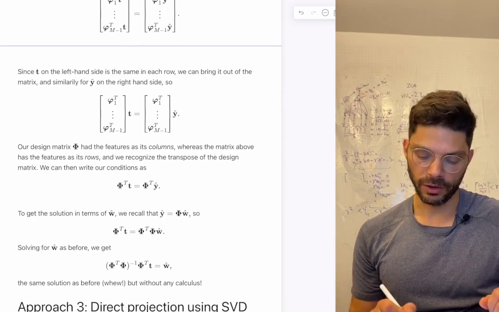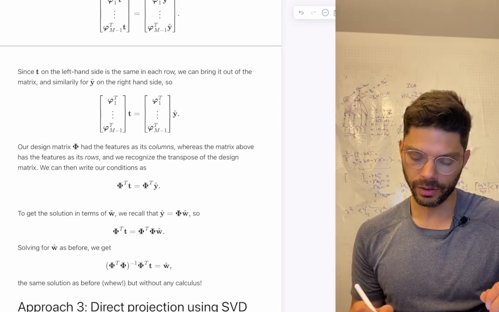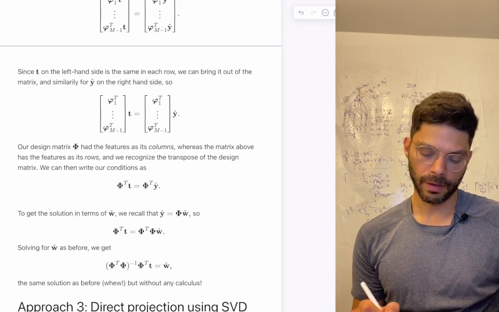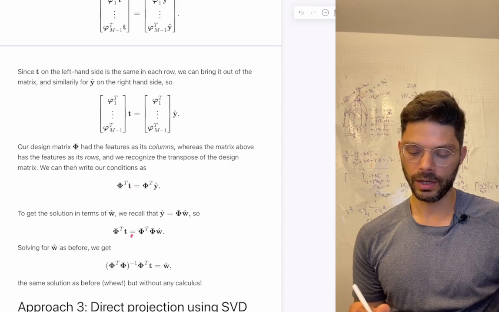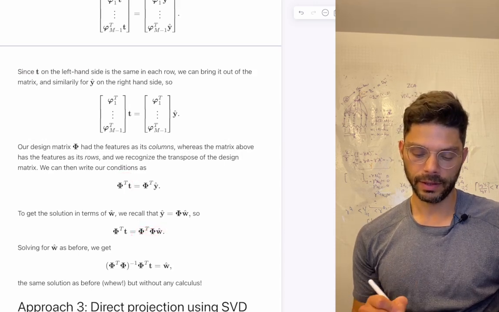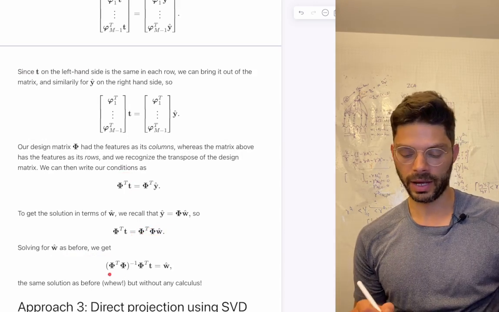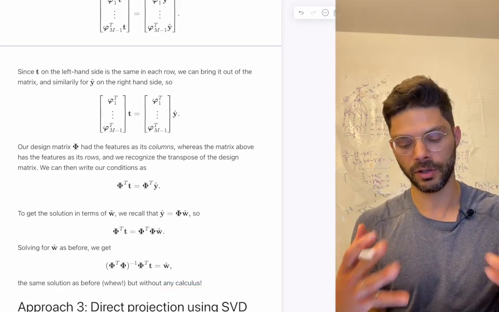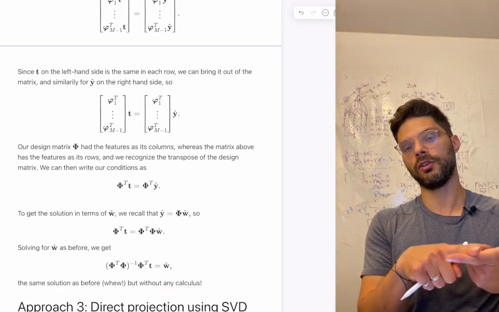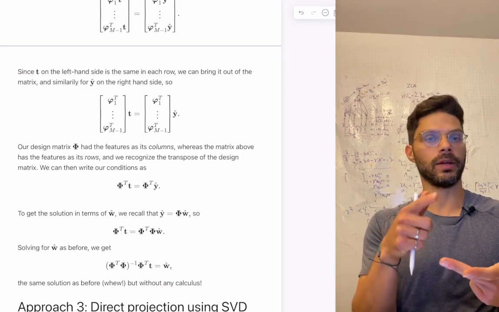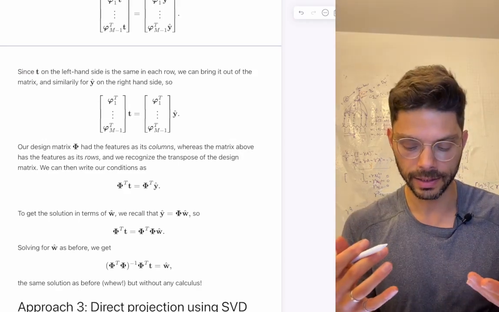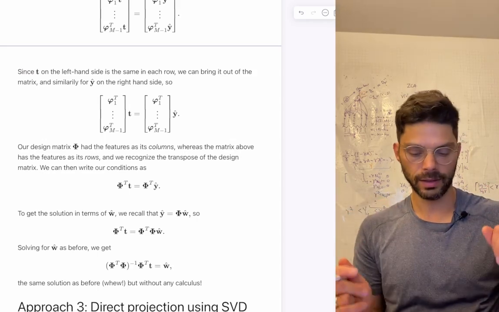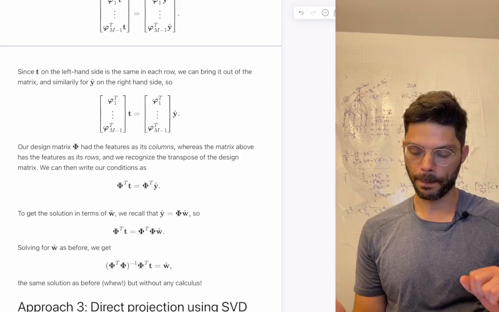So now, to get the solution in terms of w hat, that's what we were after. We recall that y hat is phi w hat. So on the left-hand side, phi transpose t equals phi transpose phi w hat. And this is exactly the equation that we had before, and it has the same solution. So we managed to get the exact same solution, but just using geometric intuition and linear algebra. We didn't need to use calculus. And that shows you how to express these ideas of orthogonality using linear algebra.